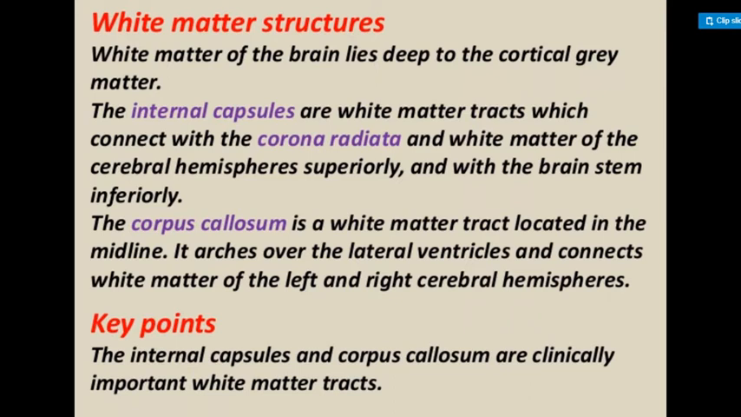White matter structures. White matter of the brain lies deep to the cortical gray matter, as you know. The internal capsule is made of white matter tracts which connect the corona radiata and white matter of the cerebral hemisphere superiorly with the brainstem inferiorly. The corpus callosum is a white matter tract located in the midline. It arcs over the lateral ventricle and connects the white matter of the left and right cerebral hemispheres. What is the key point of this slide? The internal capsule and corpus callosum are clinically important white matter tracts.